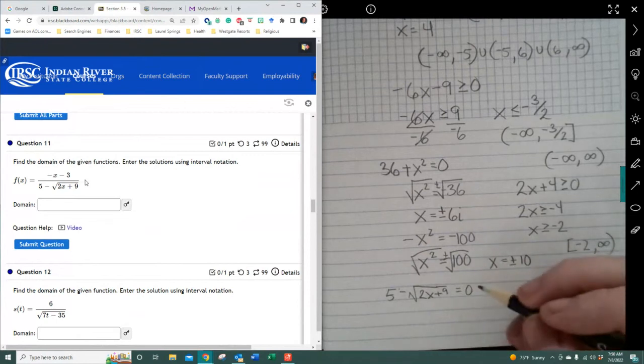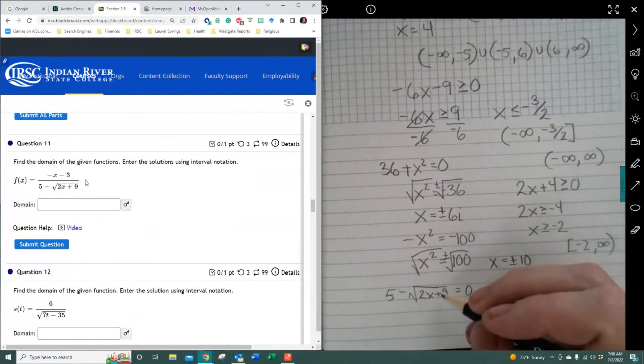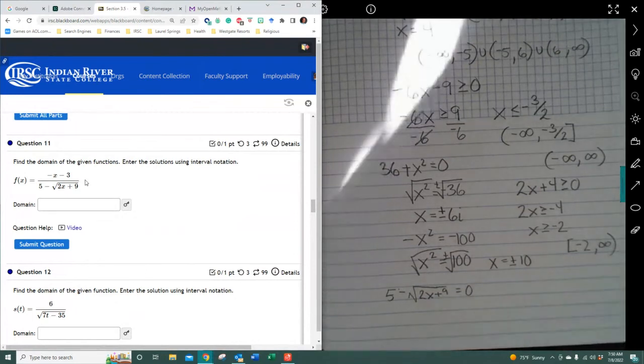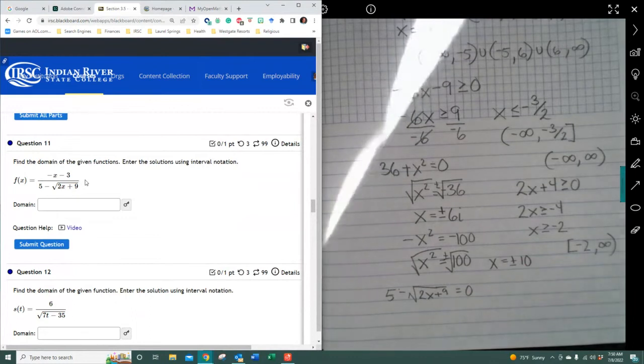All right, and then you go ahead and take and set the restrictions for the radical. So there's going to be two different parts.